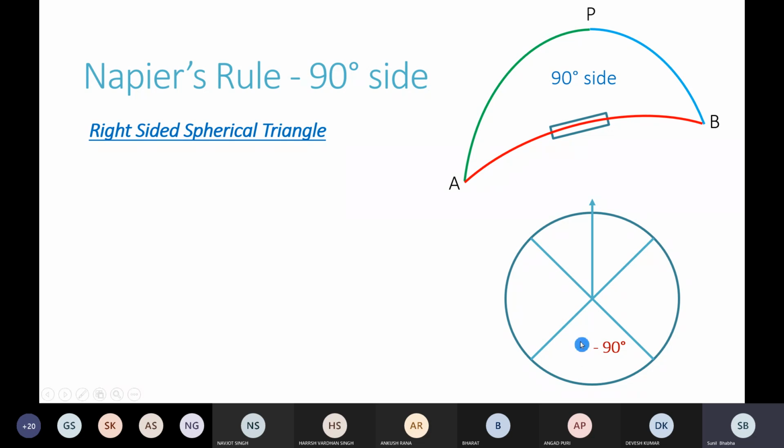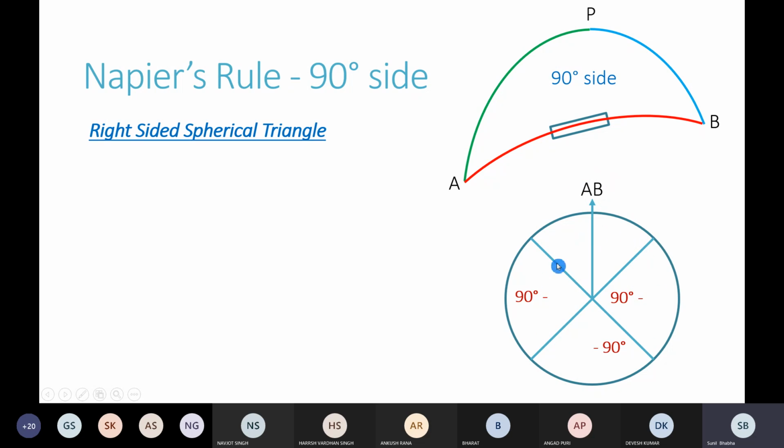So let's now apply the other things also. In the remaining two parts we will fill in 90 minus and 90 minus as usual, as we did before. Whatever is the 90-degree part in the triangle, we will put it at the top. In this case, side AB is 90 degrees, so you will keep side AB on top.